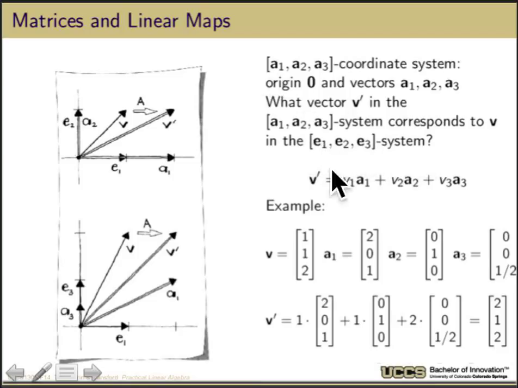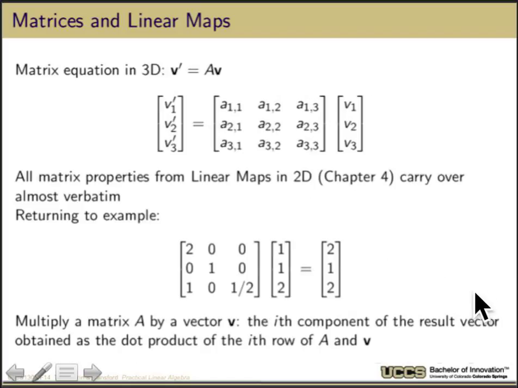And as before, generalizing from 2D, our vector V' is just going to be the first component of the vector V times A1, plus V2 times A2, plus V3 times A3. So given a vector and a set of basis vectors, we can then represent it in the new space. And we can, of course, rewrite all that as a matrix equation. So we can say that V' is equal to A times V.